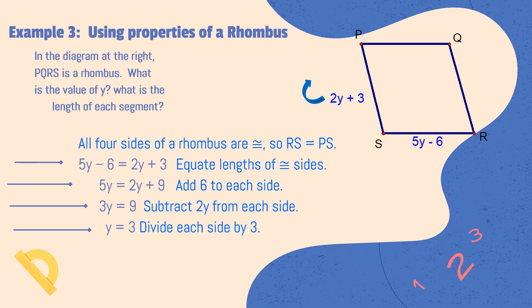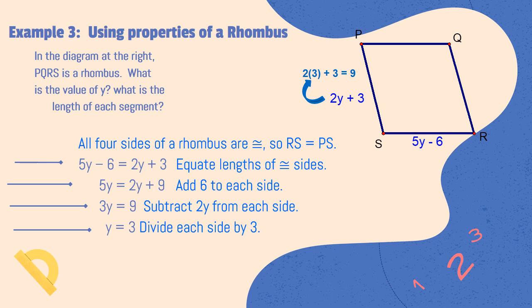Then you can see in the sentence, they are asking us to find the length of each segment. And let's begin with the length of the segment PS. I know that the expression representing the length of the segment PS is 2y plus 3. So in here I'm going to replace the value of y that I just found, that is 3. And 2 times 3 plus 3 is going to give us 6 plus 3, that is 9. So the length of the segment PS is 9. And I know that the lengths of the segments QR and QP are exactly the same. So they all measure the same.